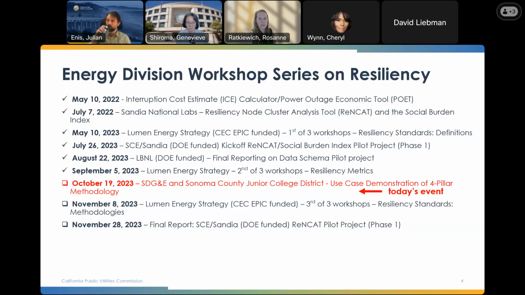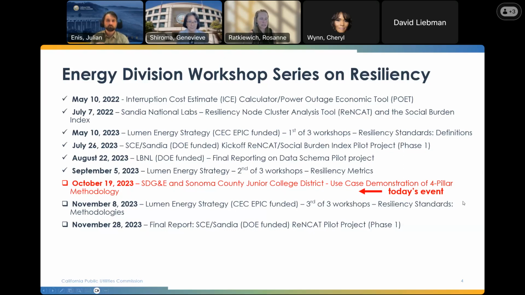Sandia did a deep dive on the RenCat and Social Burden Index, which was then followed up in July by a workshop kicking off their pilot project that they're conducting in partnership with SCE. Last month, we heard the results of work done by Lawrence Berkeley National Labs, funded by the DOE Technical Assistance Grant, looking at the feasibility of sharing data from local jurisdictions. And in May, Limit Energy Strategies led the first of resiliency standards looking at metrics, and in September, they held the second of those workshops on metrics.